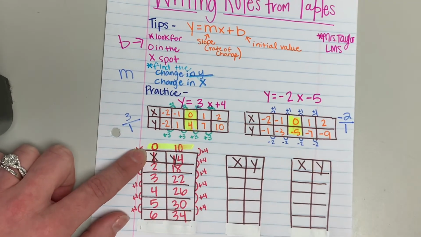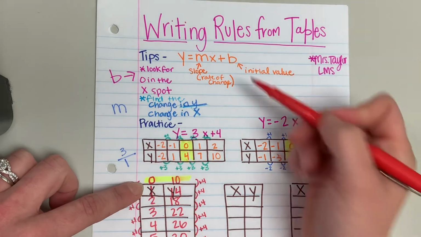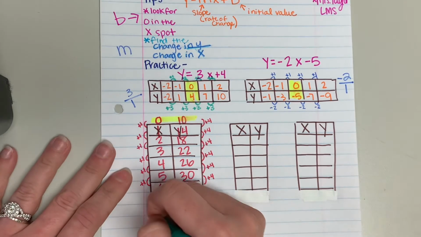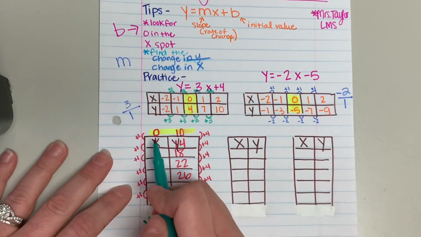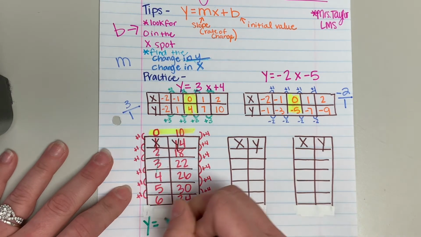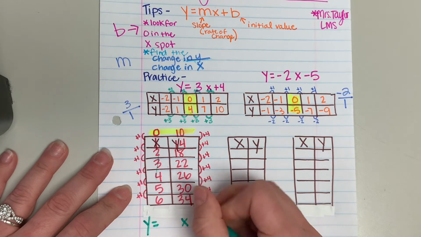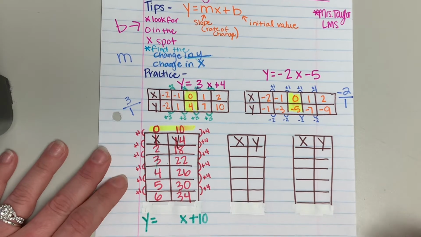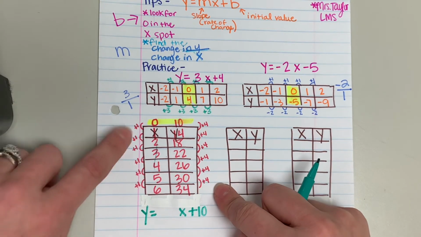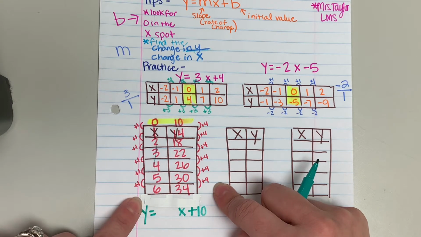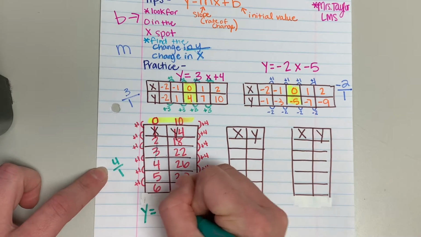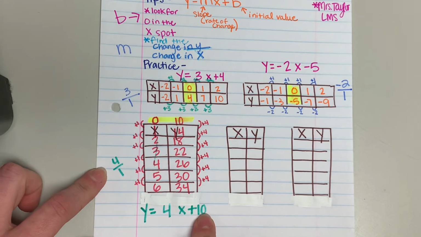And the 0 is what part in your rule? The initial value, the b. So can we write a rule for this now? Absolutely. Y equals, I know that my 10 lines up with my 0 in the x because I went backwards to find it. So something x plus 10. Well, we already figured out what that something is. What was your change in y every single time? Adding 4. What was your change in x every time? Adding 1. What is 4 over 1? 4. So y equals 4x plus 10.